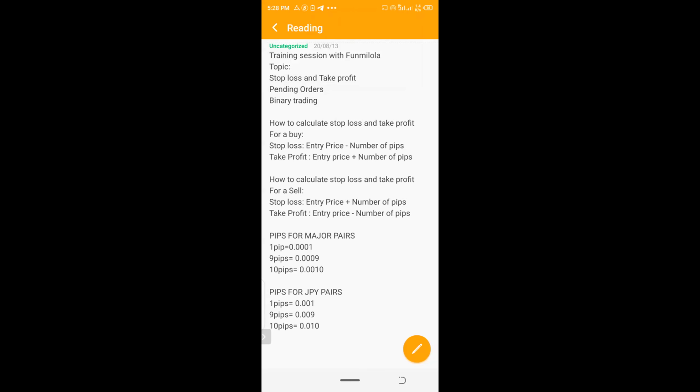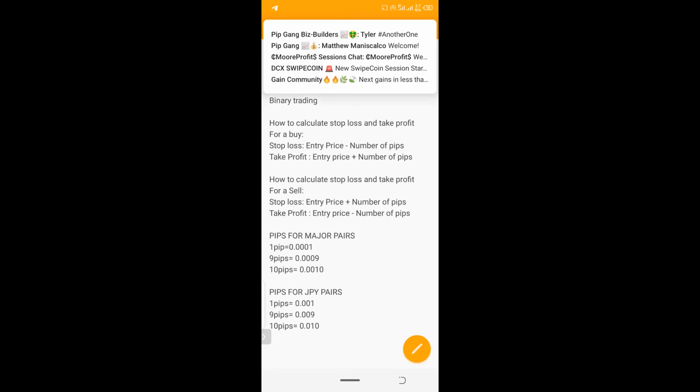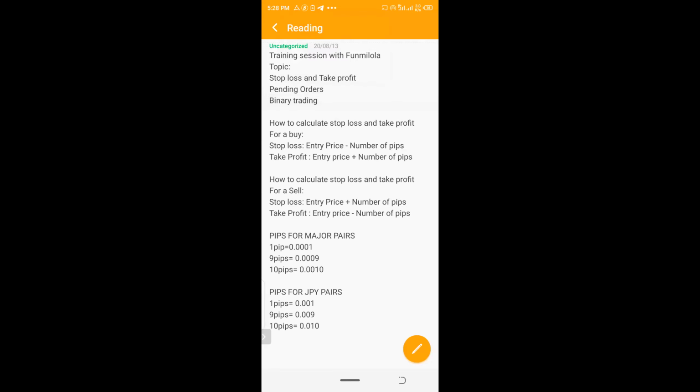So I need to know how many pips I want my trade to go in so I can close out my trade, or I want to know how many pips I want to use for my TP or take profit, so automatically it can close out for me. Once you understand this, then we can go to how to calculate your take profit and stop loss.